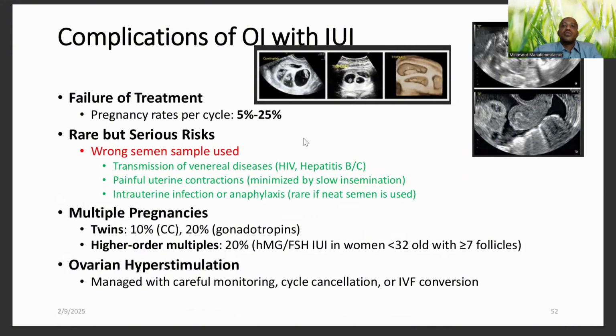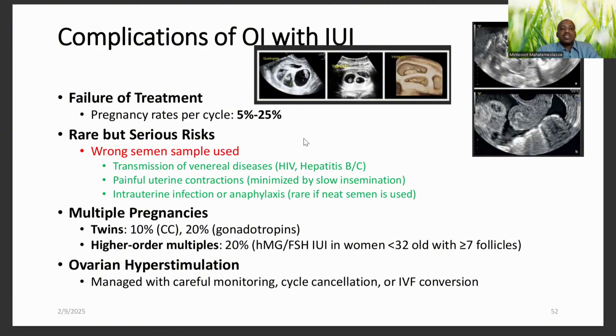So when you see the complications of IUI, one of the major complications is failure. The maximum success that you can have is 25%. The remaining 75% may not be successful. But if you have good pre-procedure counseling, this is well accepted by the patient. There are also rare complications like wrong semen sample used, which is a very rare condition nowadays, especially in fertility centers, and transmission of infection, uterine contraction, anaphylaxis. These are rare nowadays because we are using processed sperm.